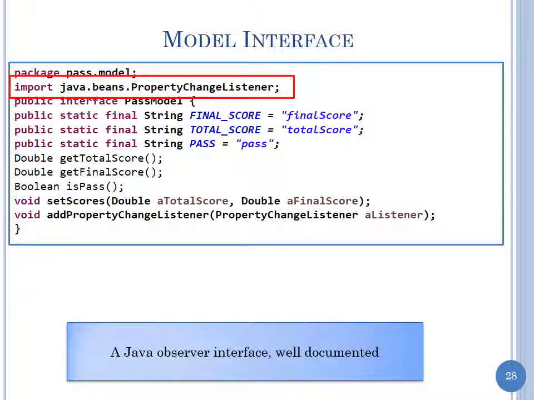So because this is a model, it has not only got the set scores and getter methods and isPass method, but it's also got a method to register a listener. It's a model, it's observable. And an observer or view must register itself with the model. So it's got this add property change listener. Okay. Nathan, you're looking at it in a puzzled way. Any questions?